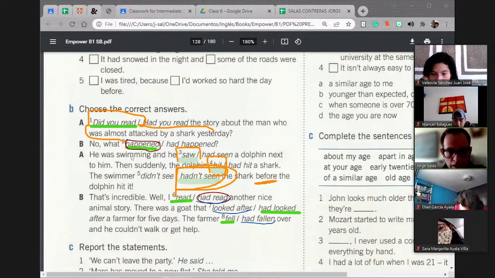That's incredible. I read, it cannot be had read because you're not comparing it with anything else in the same sentence. So this one will be I read. Past perfect doesn't work here because we're not comparing with anything else. There was a goat that looked after a farmer. The first time that we mention it, looked after a farmer for 5 days. The farmer had fallen over. So first he fell, then the goat looked after him.